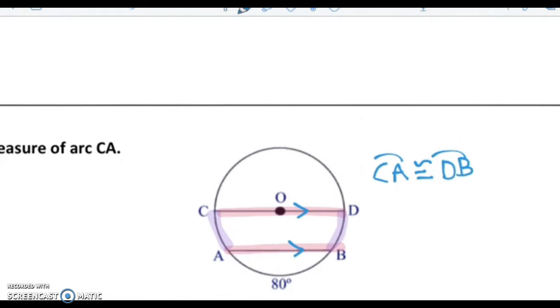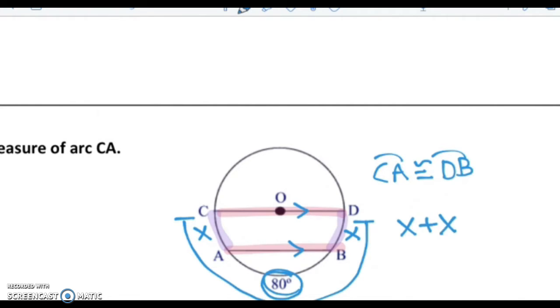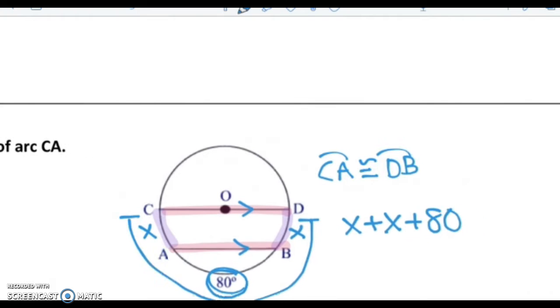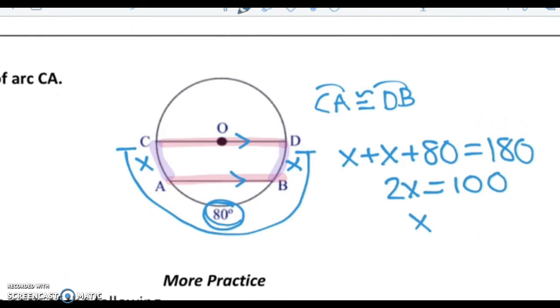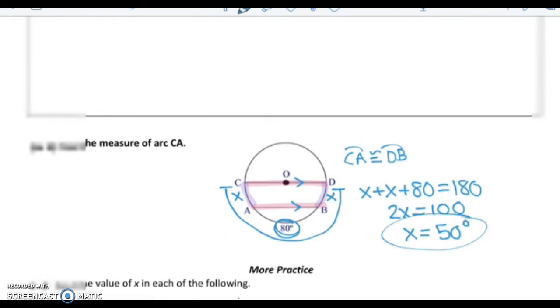So we need to figure out what that means. So I know that this whole half circle is 180 degrees. I know that this piece is 80, and each of these little pieces have to be the same. So what I know is that x plus 80 would have to equal 180 degrees. So 2x would have to equal 100, and so x here would have to be 50 degrees. So arc CA is 50 degrees.